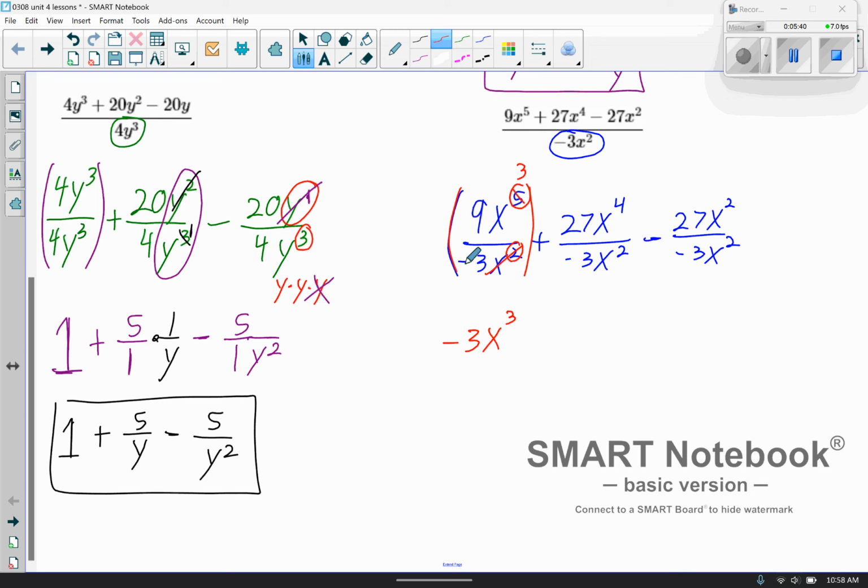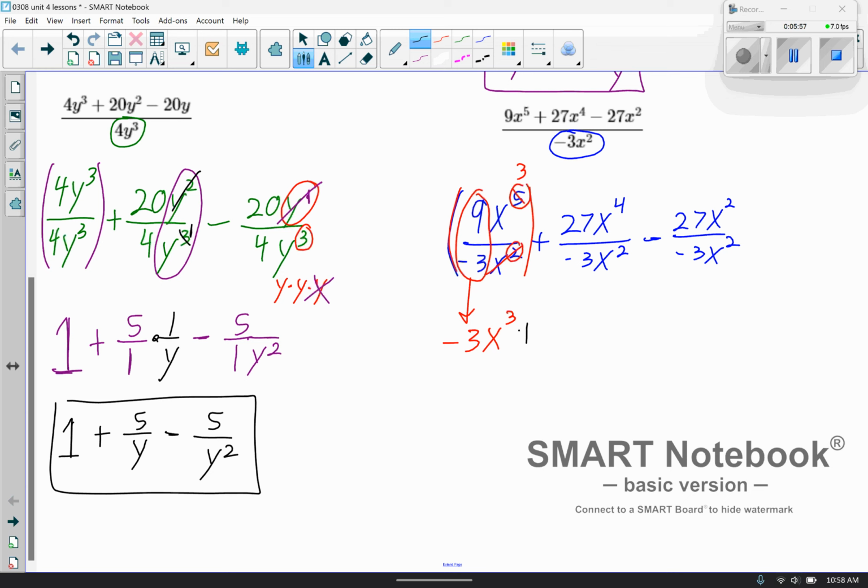And so everything got canceled out in my denominator spot. The negative 3 came from the 9 divided by negative 3. That's how I got that. And then, like I said, we canceled out the x squared with 2 of them on top. Left me with x cubed.